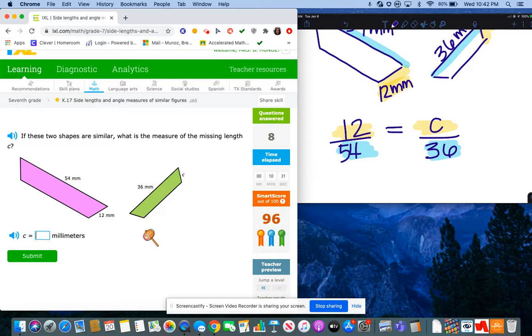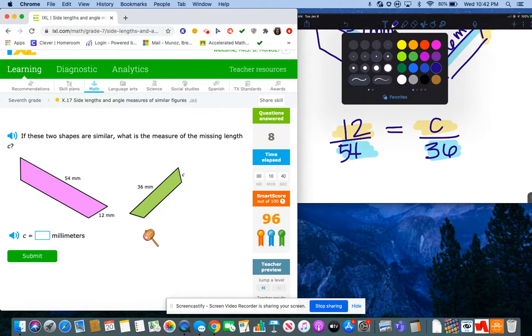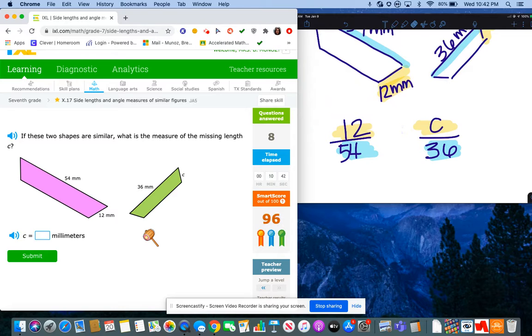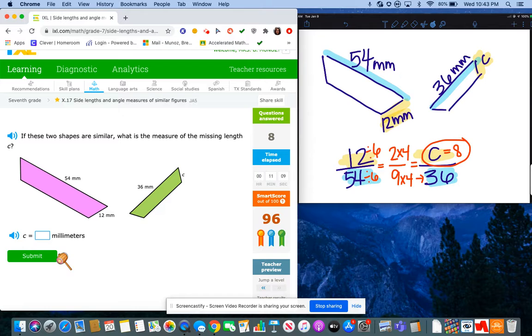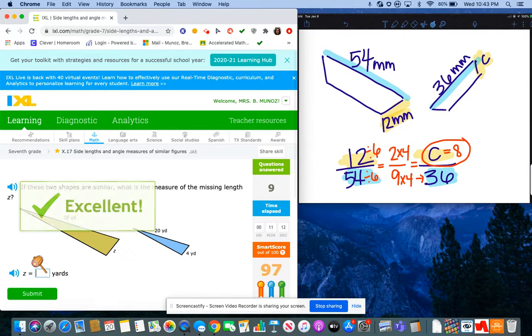So I think we can simplify here by 6. Watch. First, I'm going to do this divided by 6 and this divided by 6. So I will get 2 and 9. Then after that, I say, oh, okay, well then 9 times 4 gives us 36. So 2 times 4 will give us 8. So the answer here is 8 millimeters, right? For the two trapezoids. So we type 8, and there you go, right?